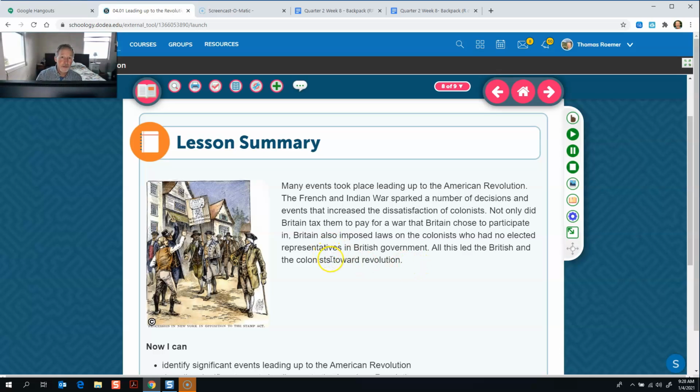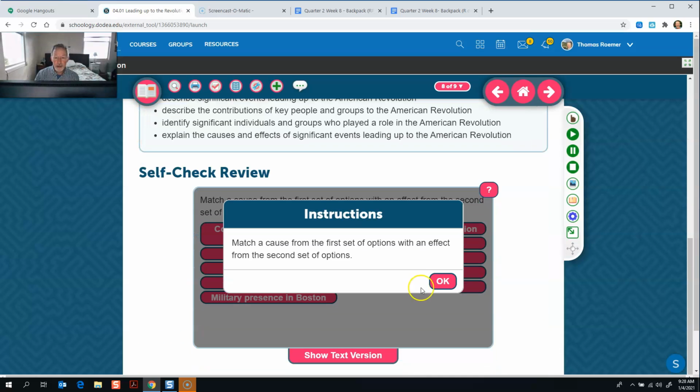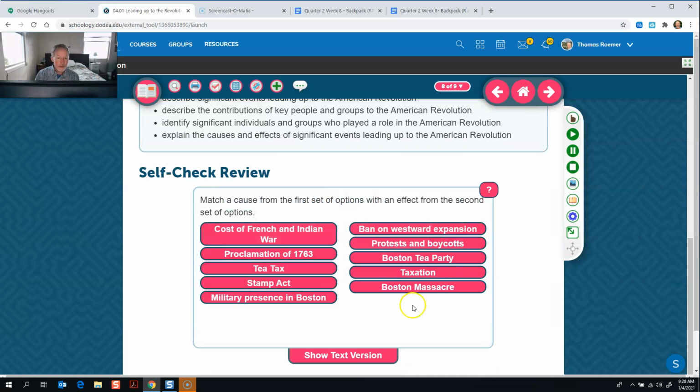Okay, so they're fighting the French and Indian War. Okay, it cost them money to do that. They had to charge taxes to pay for it. And then they also made some other laws that really made the colonists upset. Okay, let's take a look at our activity right here.